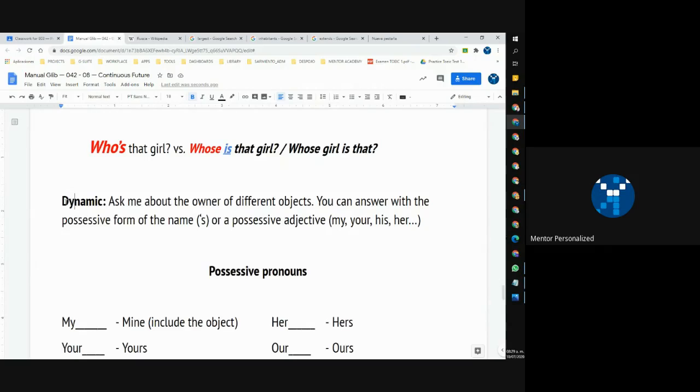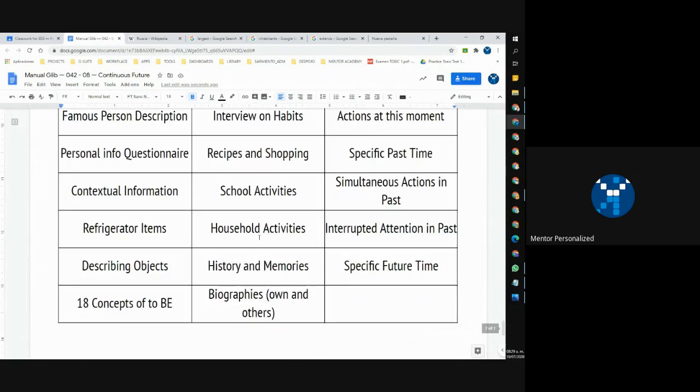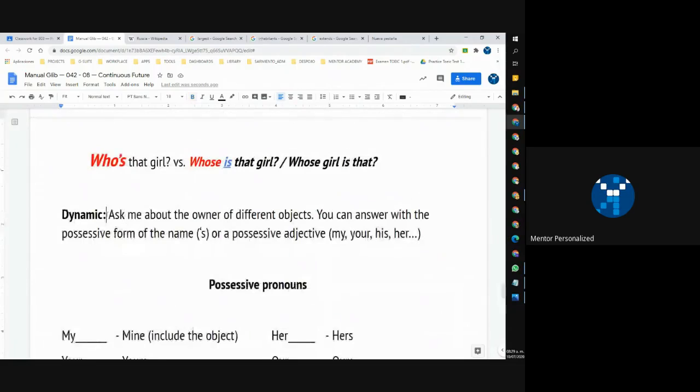Very good. Then we have the dynamic. The dynamic asks me about the owner of different objects. You can answer with the possessive form of the name or the possessive adjective. For example, how do you say, ¿de quién es ese teléfono celular? Whose is that cell phone? Repeat. It's my mother's. Repeat. It's my mother's.